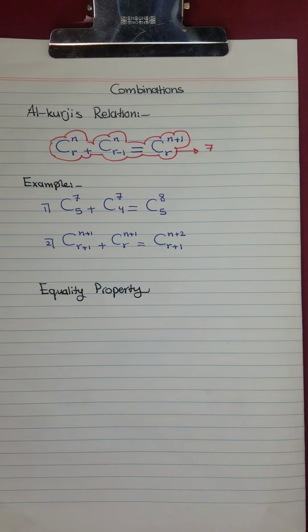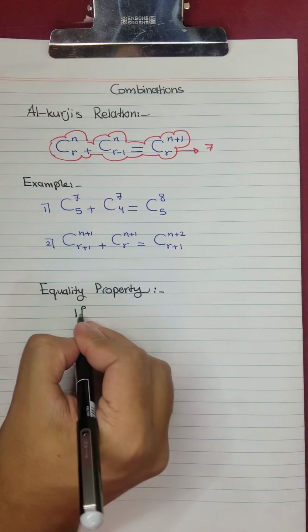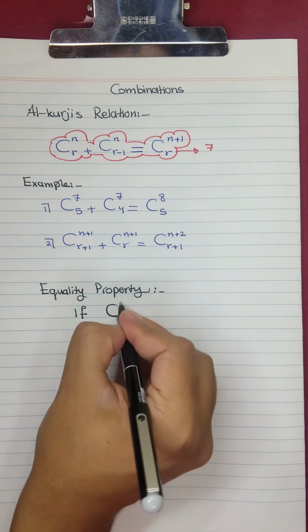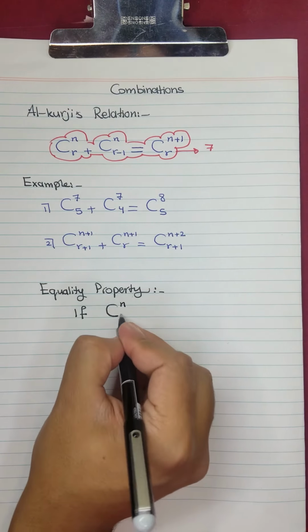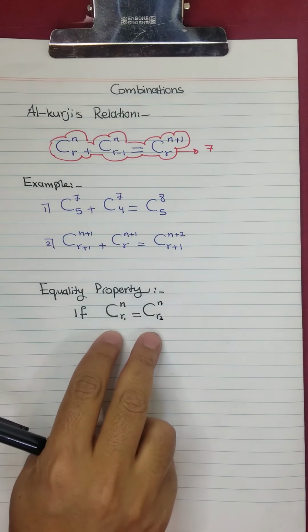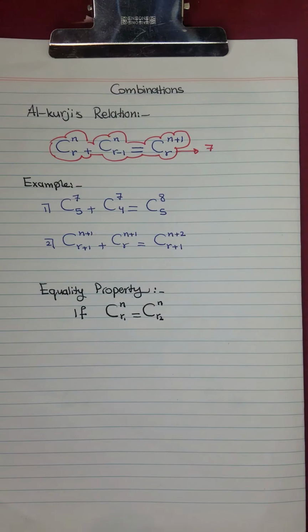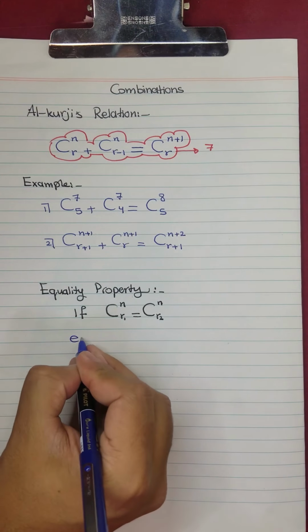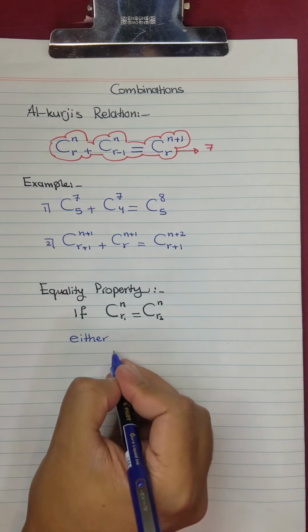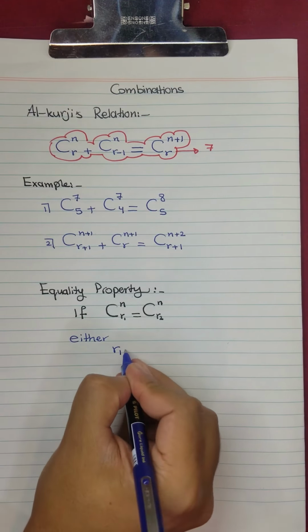Okay, what does this property say exactly? So this property says the following. It says if you have two combinations, n and r1, and it's equal to another combination, n and r2, you have two equal combinations with different r's, then either r1 and r2 are equal to each other, this is the same number, or r1 plus r2 is equal to n.